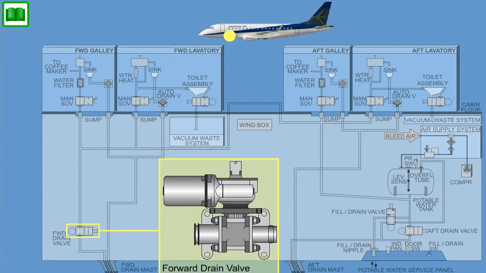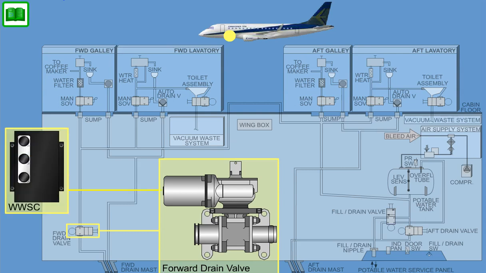The forward drain valve serves to drain the forward potable water system line on ground or in flight. The valve is operated by electrical signals from the WWSC. The normal position of the valve in flight is closed. The valve is identical to the aft drain valve.